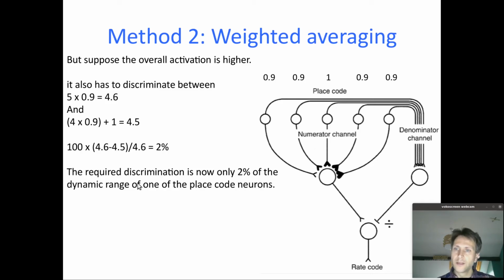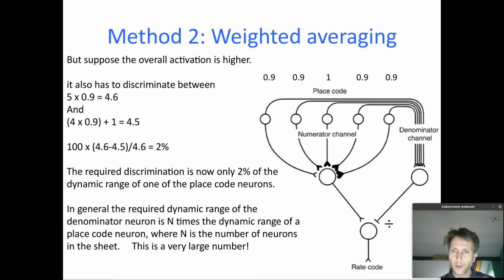Okay, so if we work out what proportion the difference between those two is of the total, then we find that it's 2% of the input range. And now if we've got 5% of noise on any of those neurons, then you can see we're going to start getting errors in the conversion. So this is kind of a problem.